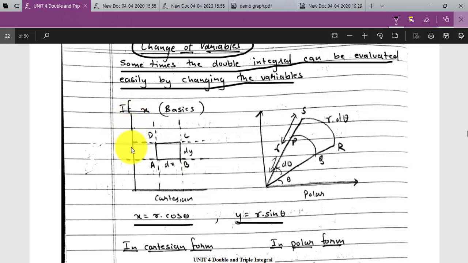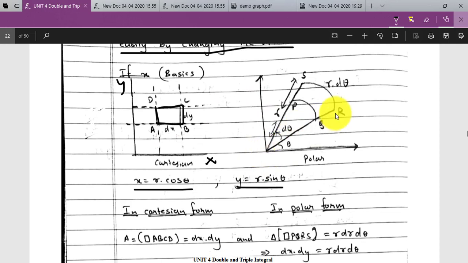See here, this is a Cartesian system, this is along x and this is along y. If I take a horizontal and vertical strip, and if I take some part of this coordinate system, this is some part dx and this is some part dy, and a, b, c, d are the points.